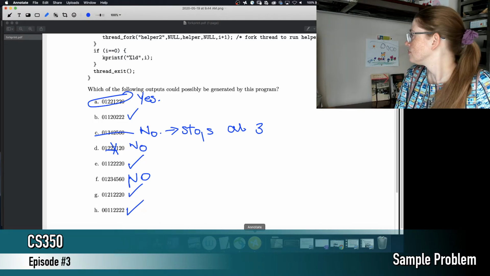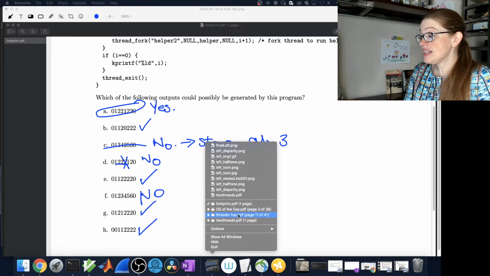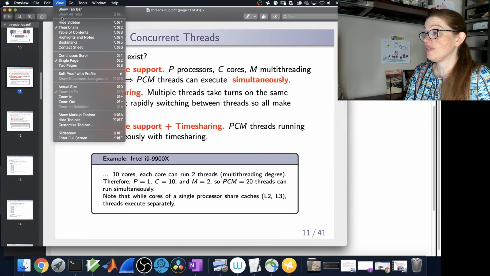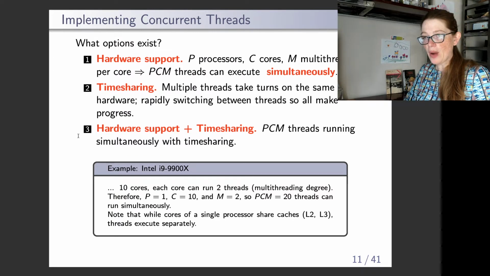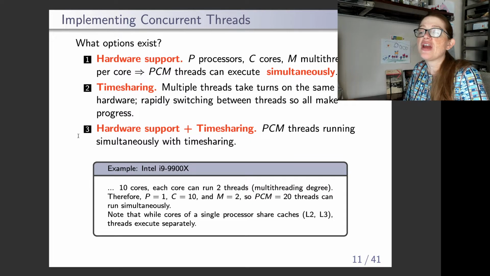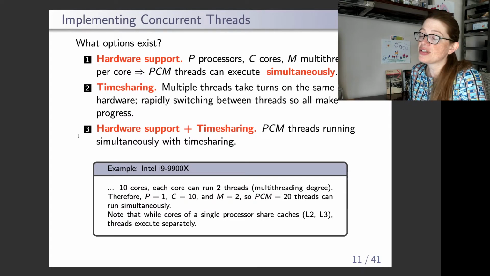All right. Let's now go back to our slides where we left off, which was talking about how do we implement concurrent threads. And in the last class, we mentioned there were 3 possibilities. You could have hardware support, you could do time sharing, or you could do a combination of hardware support and time sharing. What happens in reality is option number 3, but hardware support isn't terribly interesting, so we're only going to discuss the time sharing aspect.